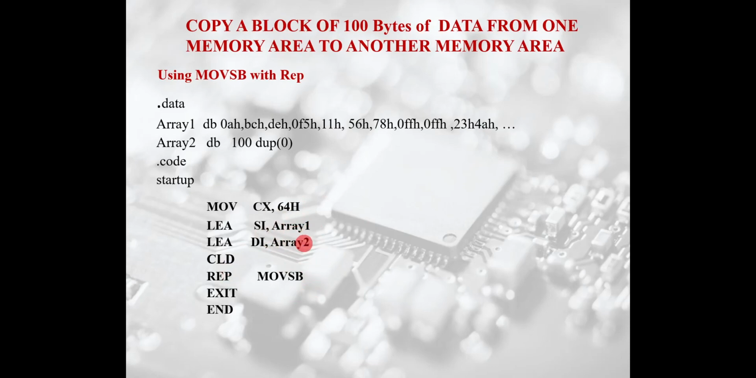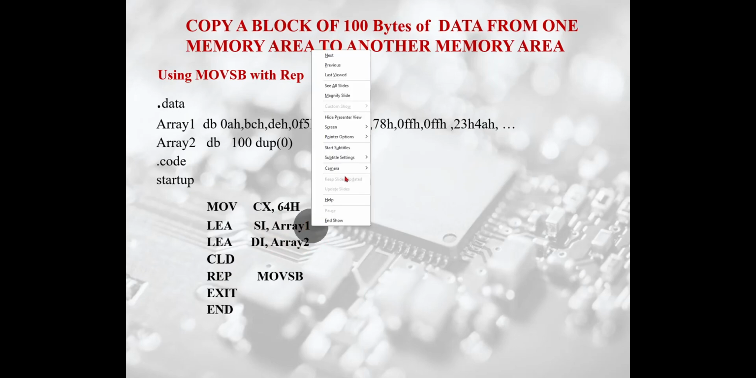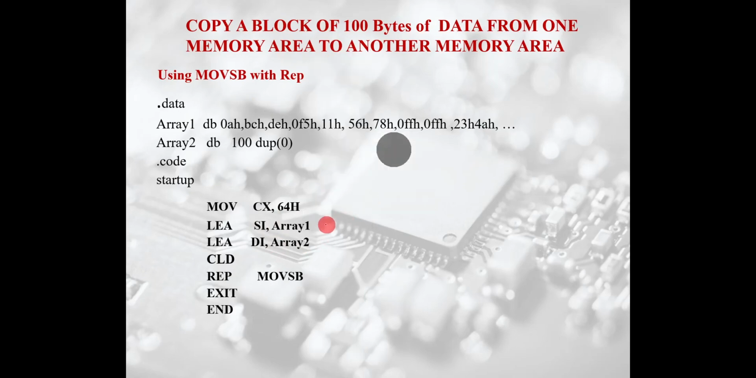The only thing you need to remember here is that this is DS:SI, and this is ES:DI. If you want this to be the same, then initially you need to initialize these accordingly. Sorry, this is going to be DI, destination. So now you see this has become a pretty simple operation.